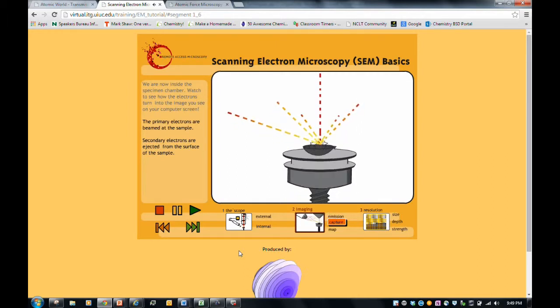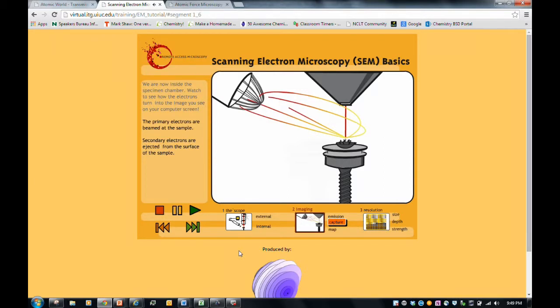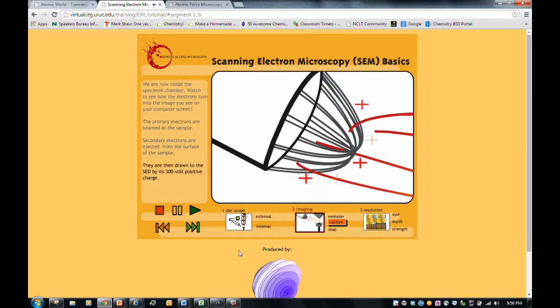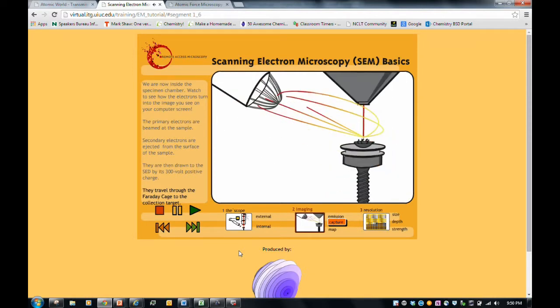Some of these secondary electrons, at least 1,000 times less energetic than the primary electrons, are collected using a secondary electron detector, or SED. The SED has a metal cage at its entryway with a 300-volt positive bias on it that attracts the secondary electrons. The cage, also called a Faraday cage, can bend the paths of secondary electrons in the direction of the SED so that they travel through the Faraday cage towards the collection target of the detector.